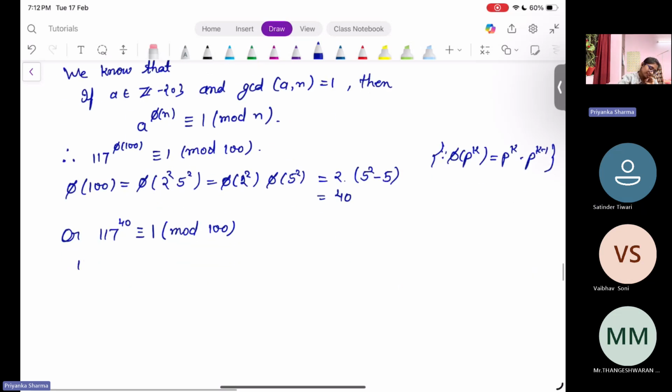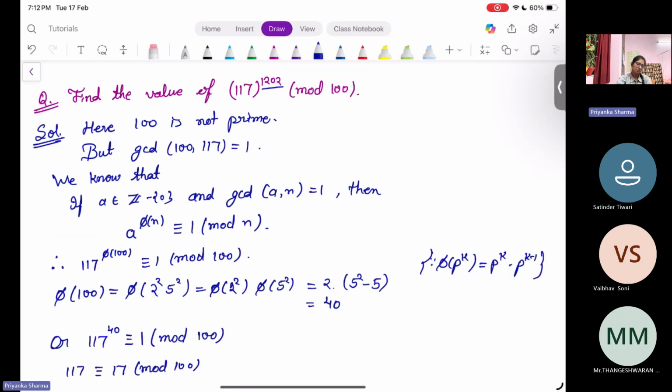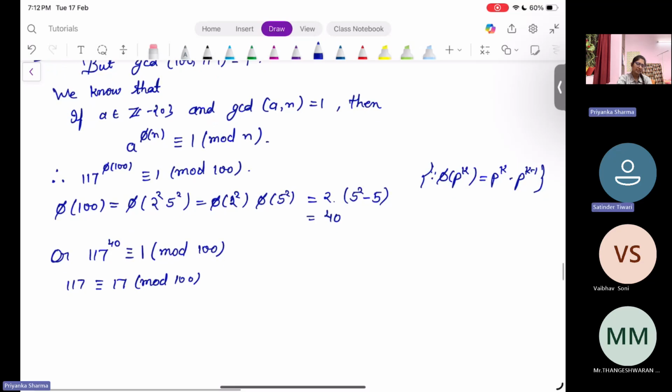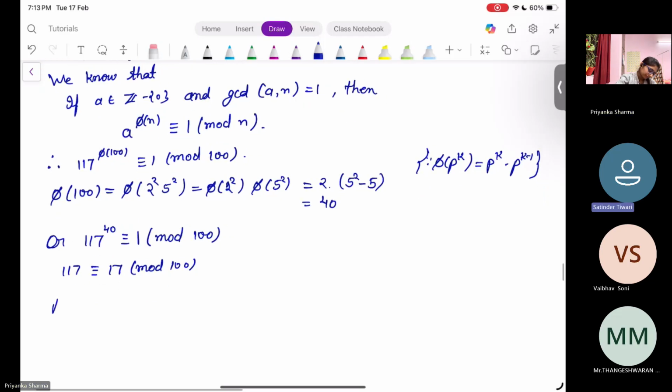117 can be reduced to 17 first for simplicity. Yeah, that will make the calculations easier. Then we can take the 17 to the power 40 on both sides, so it will be 17 power 1200 mod 100 is 1, and then 2 is left. So 17 square is 289, and further mod 100, that is 89. So the answer is 89 actually.